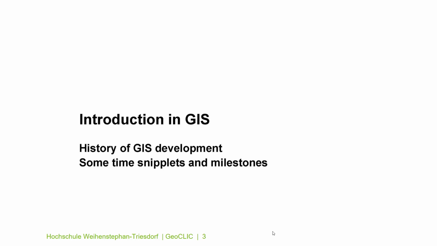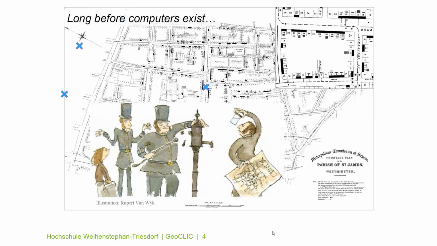Very quick introduction to GIS. GIS basically existed already before we had computers. It's about geodata, data that has a location, usually coordinates, and analyzing this geodata. And this person here, it's John Snow, not the one from Game of Thrones, but a doctor in London who was treating a cholera outbreak.